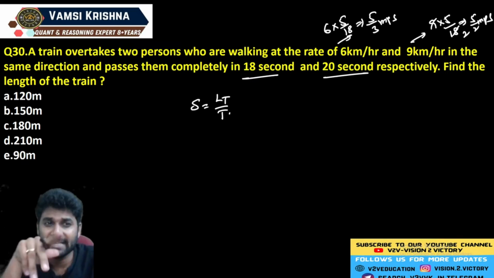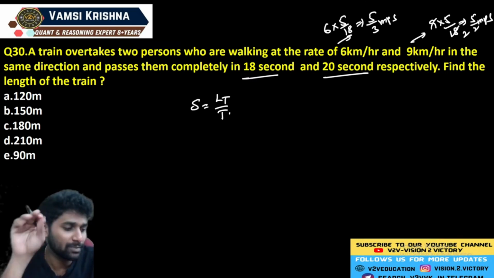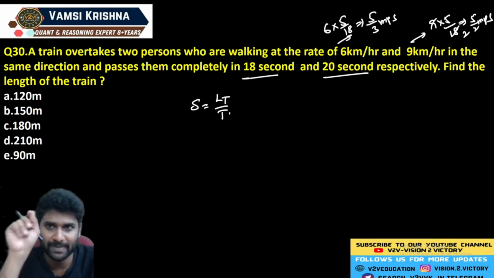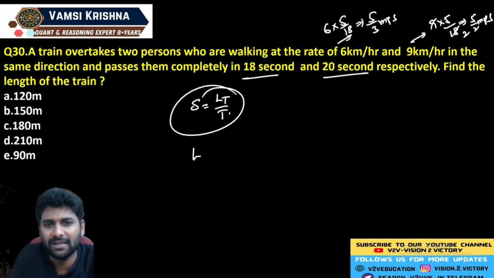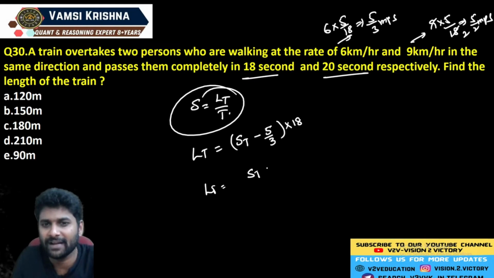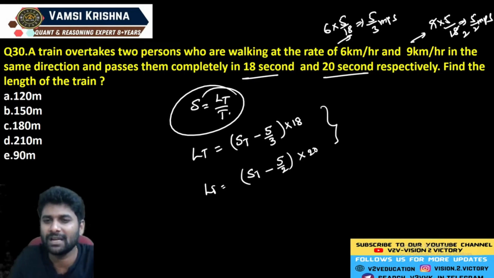Now see, if a train and both the persons are in motion, you should apply the concept of relative speed. If both are traveling in the same direction, relative speed is minus. Find the difference. So what of the length of the train here? Relative speed of person and train: speed of train minus 5 by 3. And here the time they mentioned is 18. What about the length of the same train? Speed of train minus speed of a person is 5 by 2, which is multiplied by 20. And you already know that length of the train is the same.